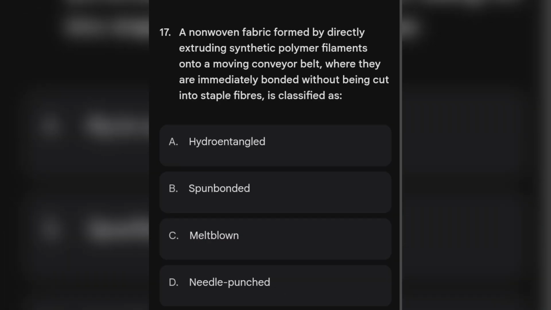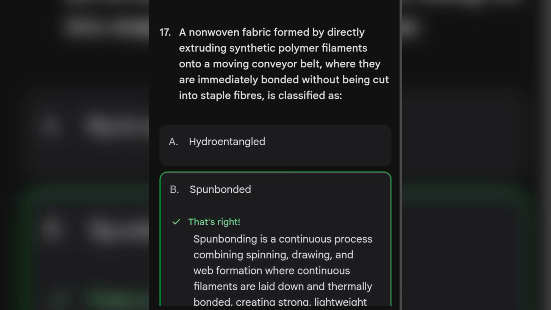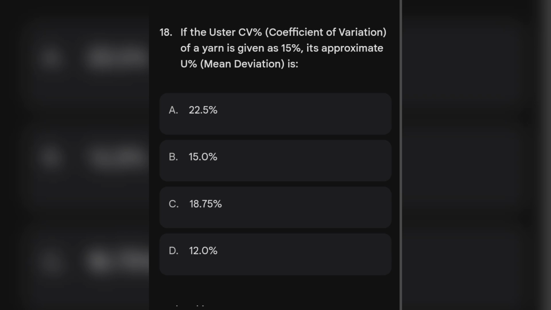The non-woven fabric formed by directly extruding synthetic polymer filaments onto a moving conveyor belt, where they are immediately bonded without being cut into staple, is classified as spunbond actually. It is a man-made fibre technology in non-wovens.